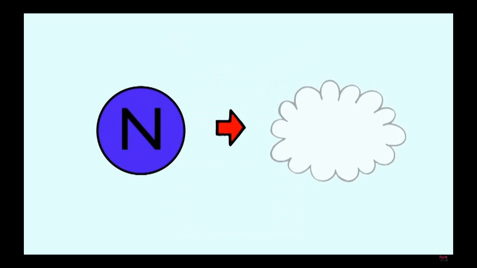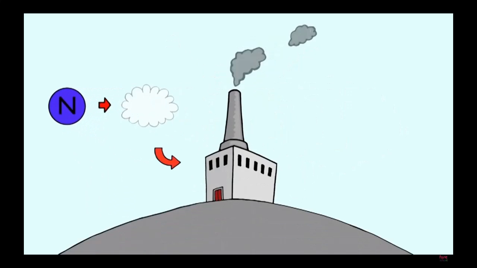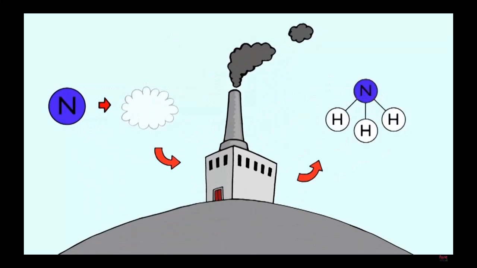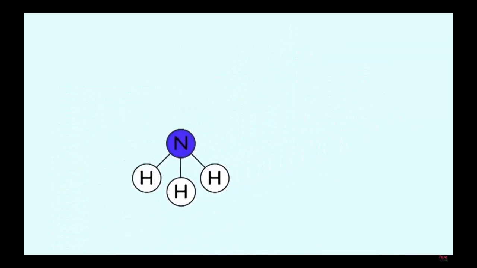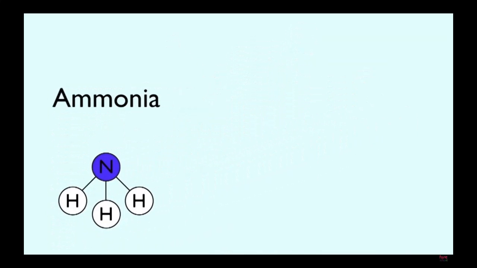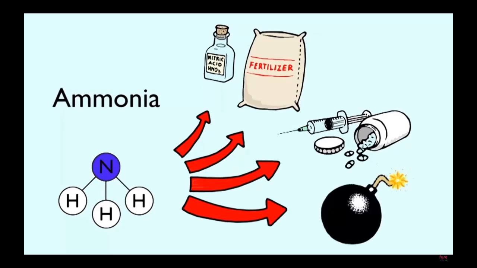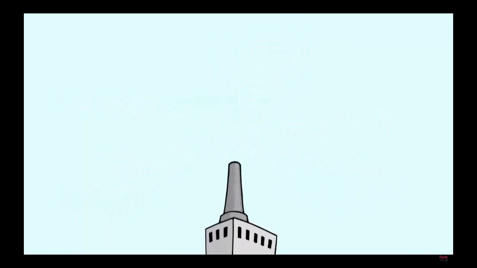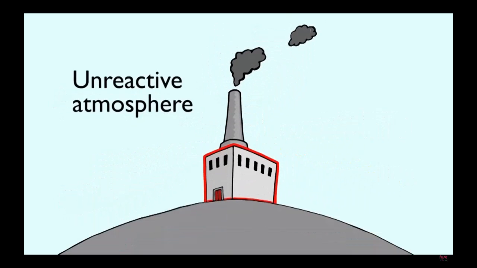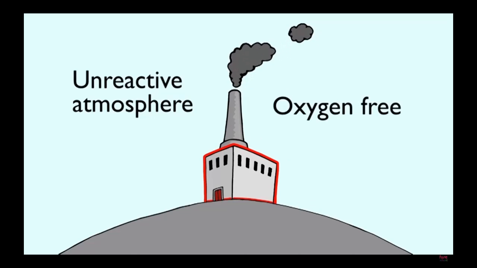Nitrogen gas is used in the Haber process for the industrial manufacture of ammonia. Ammonia is an important starting material in the production of nitric acid, fertilizers, pharmaceutical products, and explosives. For certain chemical and industrial processes, an unreactive atmosphere may be required. This means that the reaction conditions must be made to be oxygen-free.